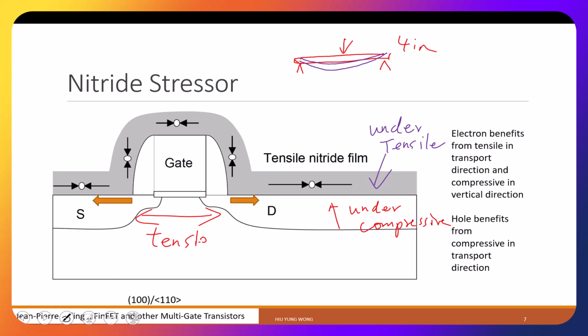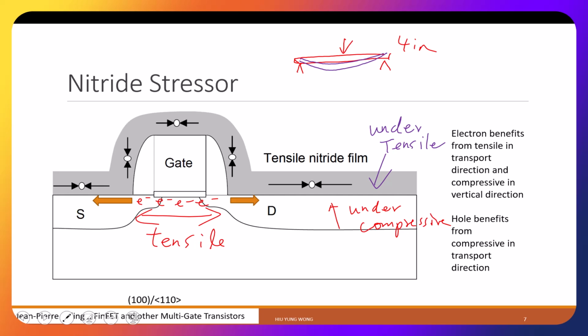And your electron, your main resistance when it is turned on, are the electrons traveling under here. That's why you have a higher mobility. But if it is hole, we will use another method to do compressive for this region, but not stress nitride, because the stress nitride usually is tensile. Yeah, we can do that, but we only discuss this for now.